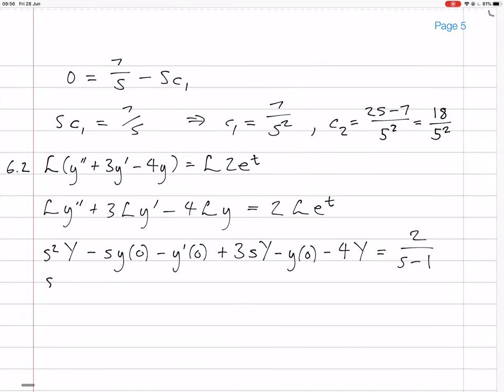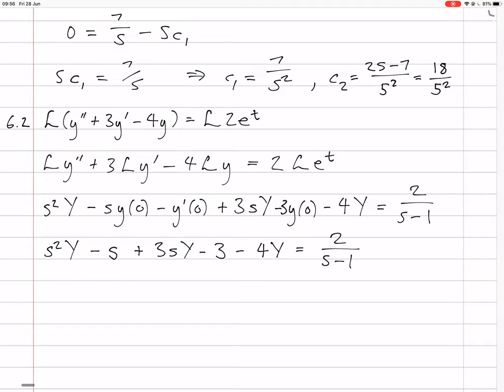So this means we have s squared y. So y of naught was 1, so that's s. Y dash naught is 0, so that goes away, plus 3s y. Oh, I've got a 3 here. There should be a 3 there. It doesn't matter, though, because y... Or it does matter, because y of naught is 1, so we get minus 3. Minus 4y equals 2 over s minus 1.